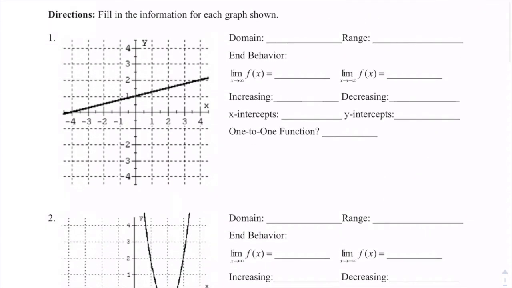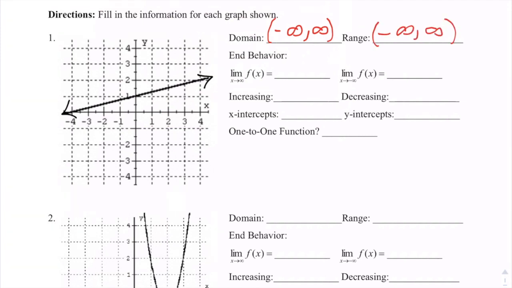Today we're going to talk about different ways to analyze a function. So on this first function here, we're going to pretend there's arrows there. And our domain is going to go from negative infinity to infinity, as well as our range.